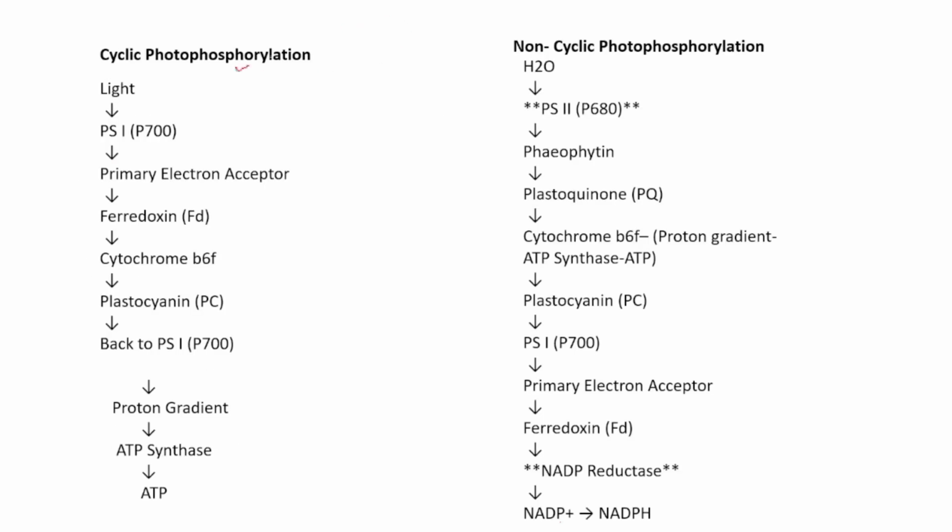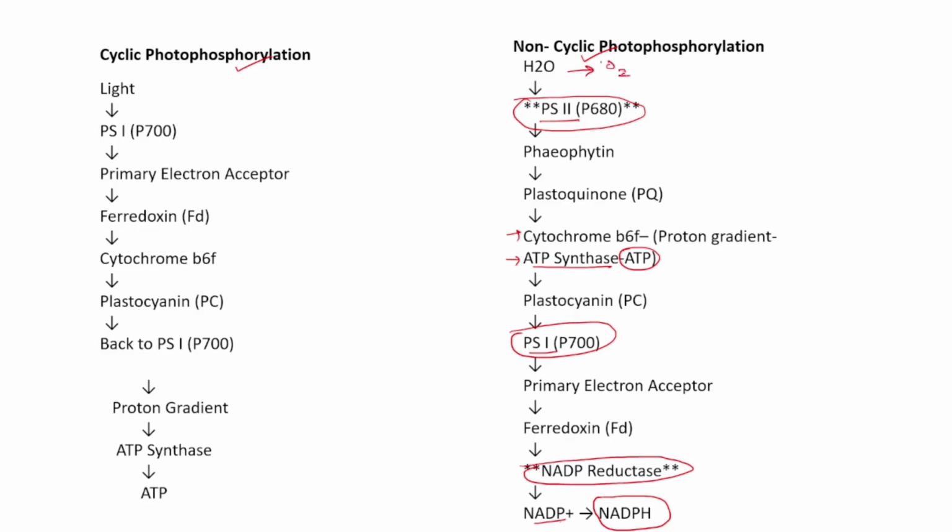This is the flow diagram of cyclic and this is non-cyclic one. Student, non-cyclic photophosphorylation is the complete setup as it involves both the photosystems, Photosystem II and Photosystem I, production of ATP in cytochrome through enzyme ATP synthase, production of NADPH by the reduction of NADP plus through enzyme NADP reductase, and third, oxygen as byproduct by the splitting of water.